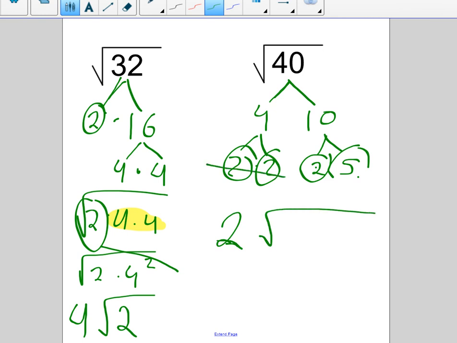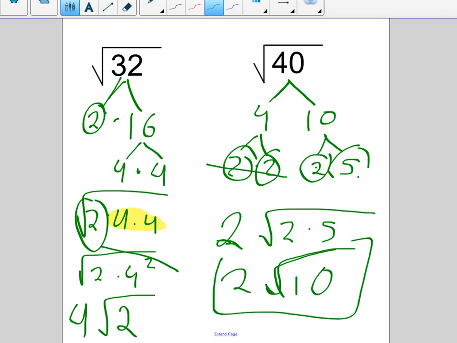Once I've moved those outside the radical, I'm left with this 2 times 5, and neither the 2 nor the 5 has a pair. So the 2 times 5 is staying inside the radical. And then I've got 2 times the radical of 2 times 5, which is 10. So radical 40 simplifies to 2 radical 10.